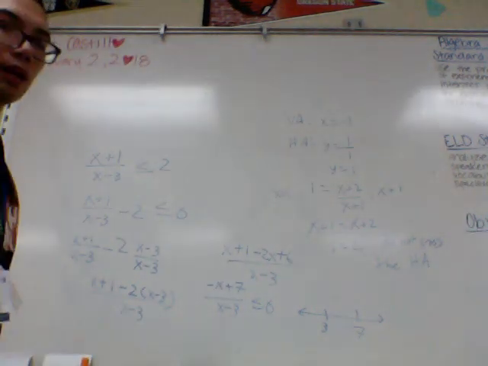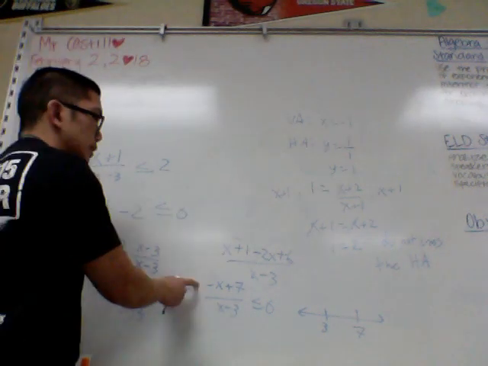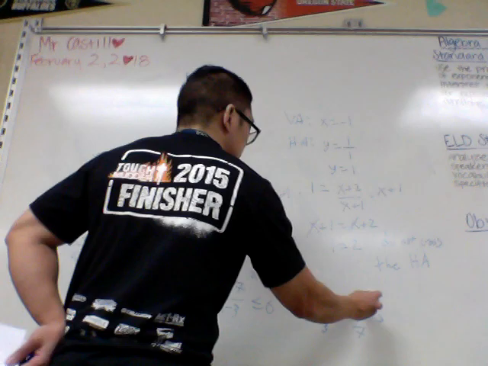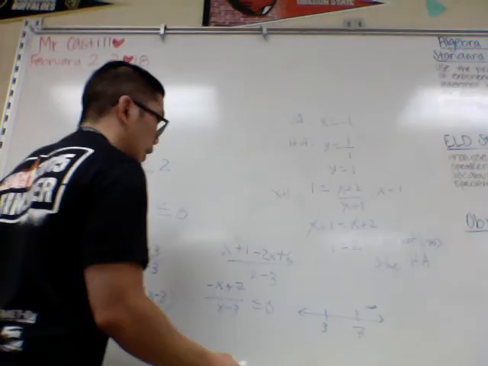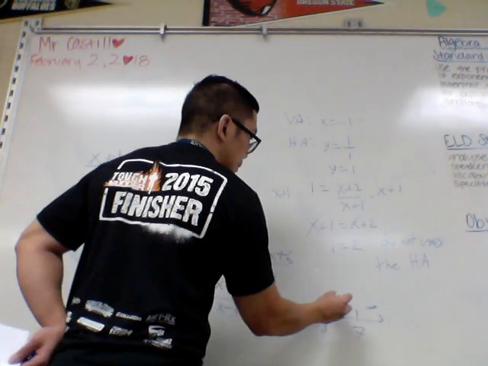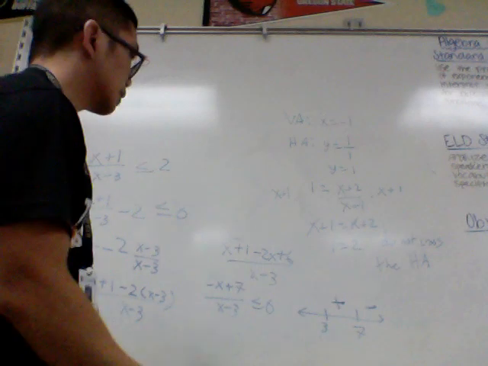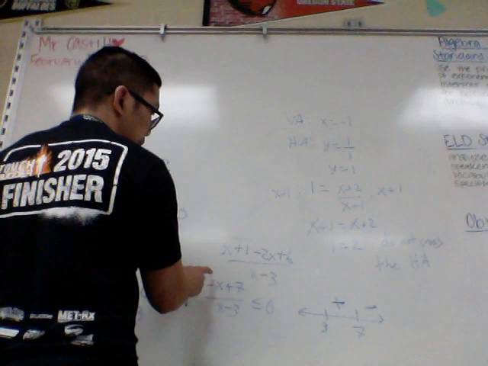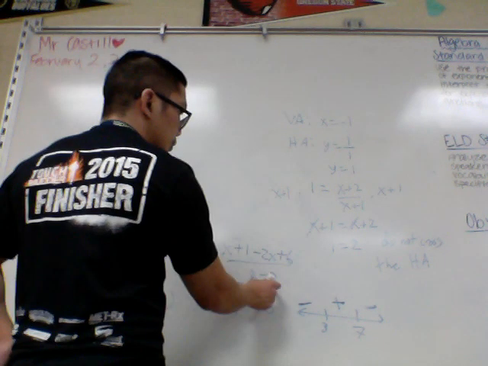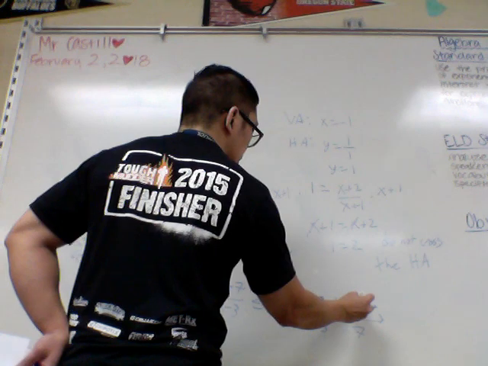And so now I just plug in my numbers. If I plug in 8, I get negative 8 plus 7, that's negative, and 8 minus 3 is positive, so this is negative. If I plug in a number like 4, that's positive, so the middle is positive. And if I plug in a number like 2 or 0, that's positive over negative, so this is negative. Remember, the 3 is an open hole, and the 7 is a closed dot.